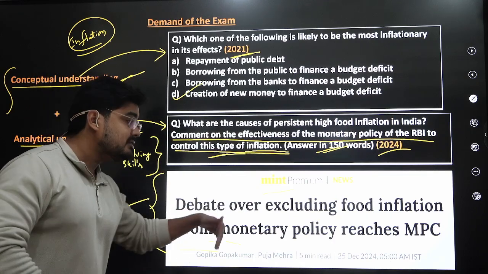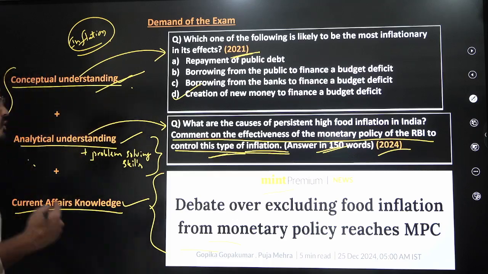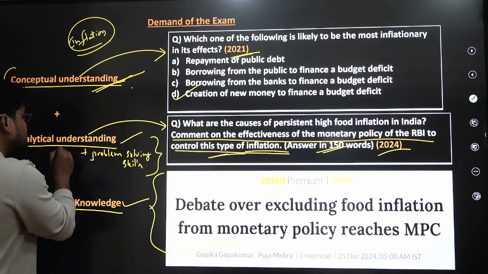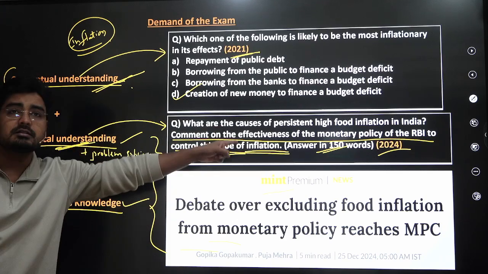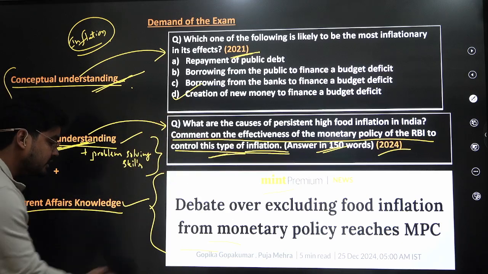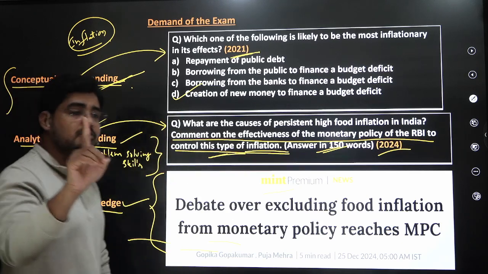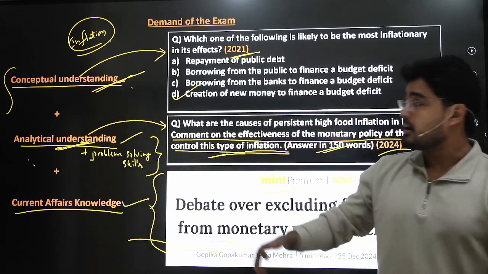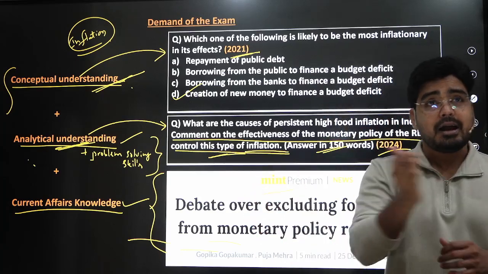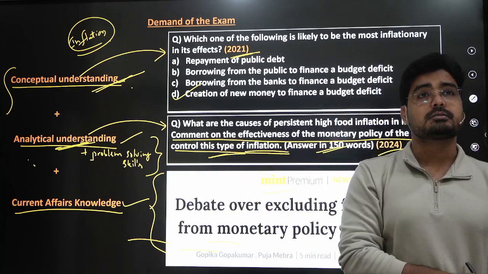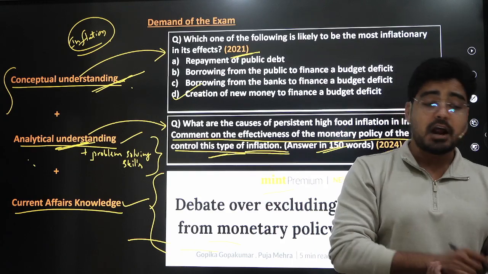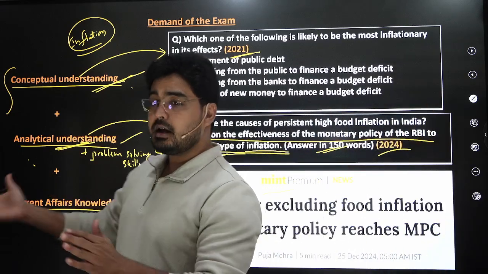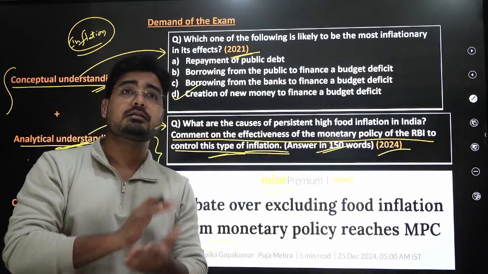So reading these kinds of articles in the newspaper is not only going to help you brush up your core conceptual knowledge, but also enrich your analytical understanding to answer the questions in the mains and give proper answers during the interview stage as well. So that is how you have to add current affairs to your static knowledge. And for a subject like economy, which is pretty dynamic, it is very important to add current affairs and dynamic topics into your static subject.